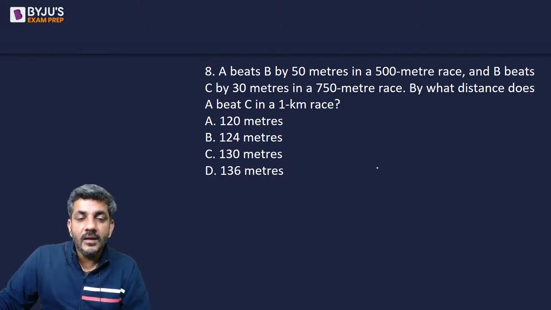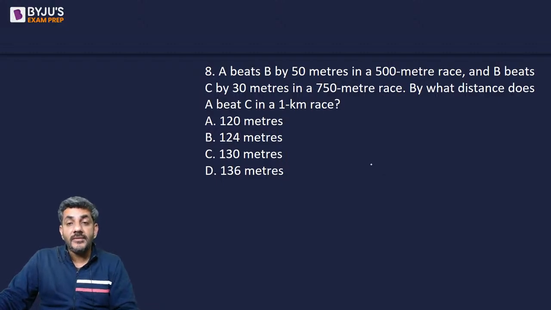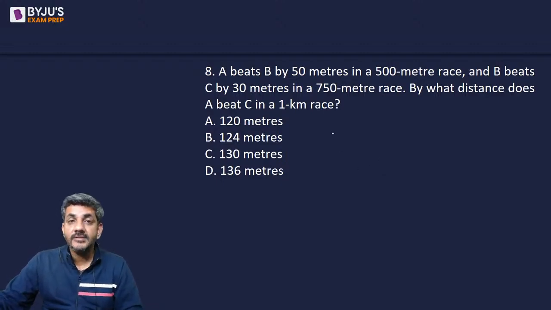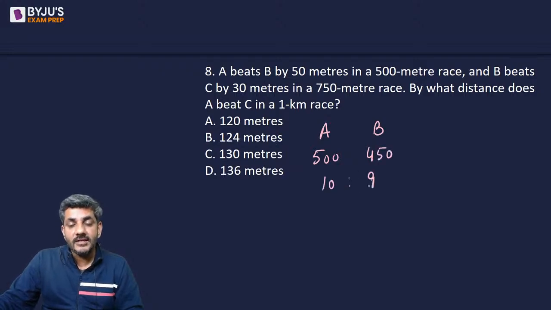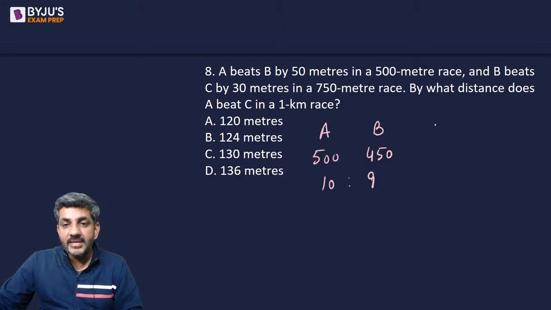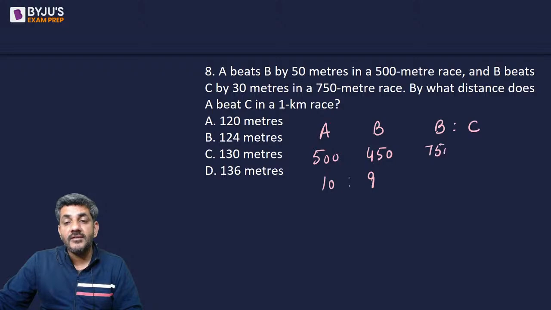Let us do this. A beats B by 50 meters in a 500 meters race. What does that mean? That means when A covers 500, B covers 50 less. So B covers 450, or you can say the ratio of their speeds is 10 is to 9. B beats C by 30 meters in a 750 meters race. That means when B covers 750, C covers 30 less, that is 720. So the ratio of their speeds is 25 is to 24.